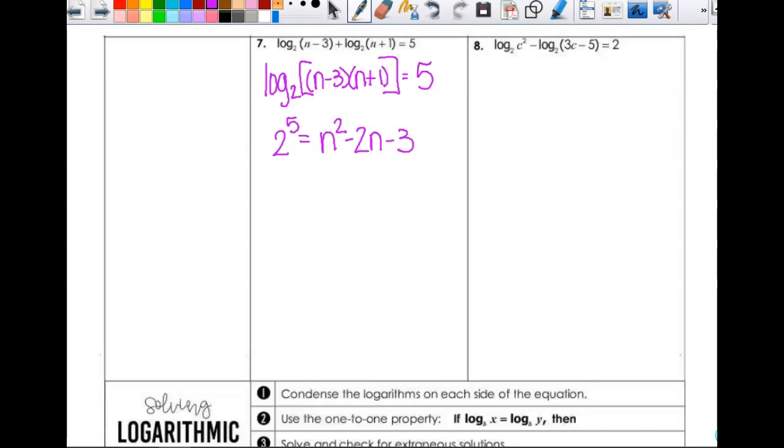This is a quadratic. I want to set it equal to 0, so I want to subtract this over there. What is 2 to the 5th? 32. So this will be 0 equals n squared minus 2n, and then minus 35 once I subtract that 32 over there. Then I need to factor it. So go ahead and factor it and find your n's.